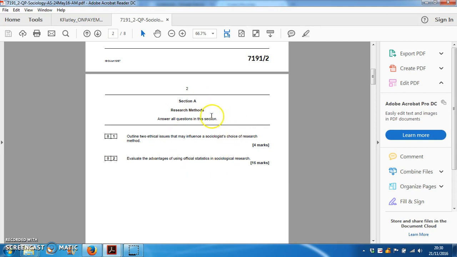Now this section is worth 20 marks, and we recommend that you spend 30 minutes on this. So if you say, for example, you spend about 5 minutes on the 4-mark question, that is leaving 25 minutes for the 16-mark question. Make sure that you apply possible examples of studies that you might have used. So in the case of this, examples of official statistics, so divorce rate, birth rate, death rate, anything like that, just to back up why there might be advantages.